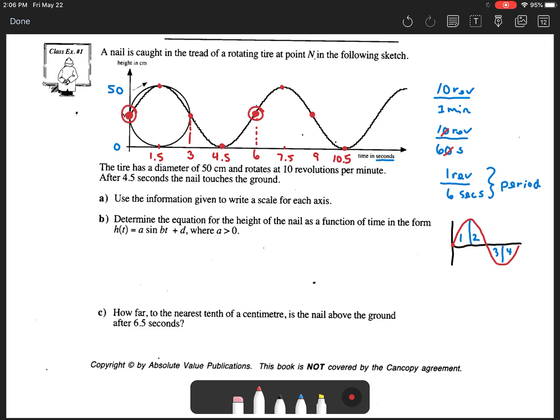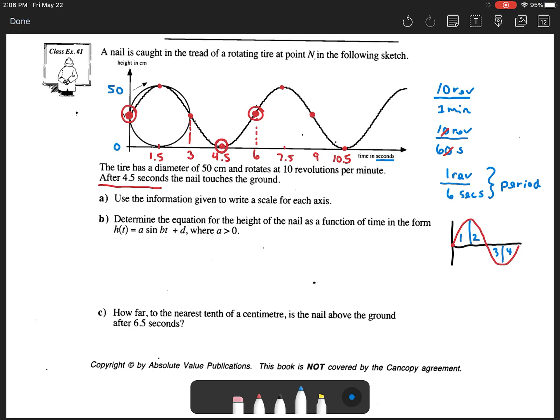So that's kind of part A. Use the information to write a scale for each axis. And again, if you even read the question, it says after 4.5 seconds the nail touches the ground, which is this point right here that I'm circling. I was able to figure that out on my own anyways, but they just give me that information as a double check or a verification of what I've just done graphically.